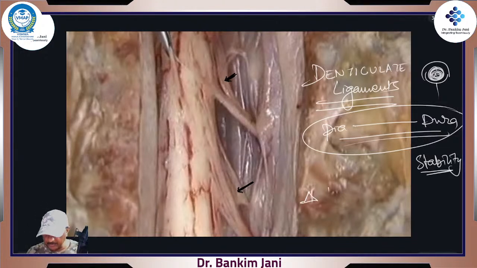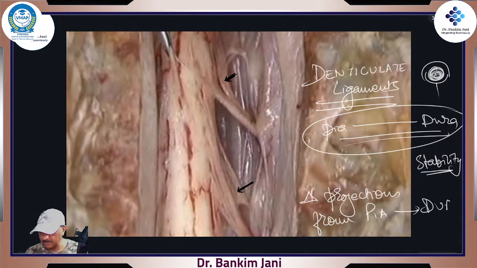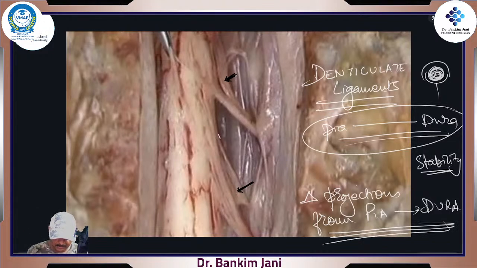These are like triangular projections, triangular projections from pia to dura. These are the structures. This is how it looks, this one. Because we have opened the dura mater, that's why we are seeing these structures. Obviously, since this is from pia to dura, it would be inside only. Okay.